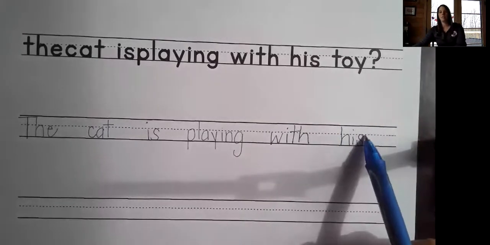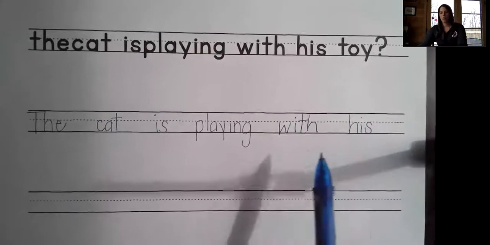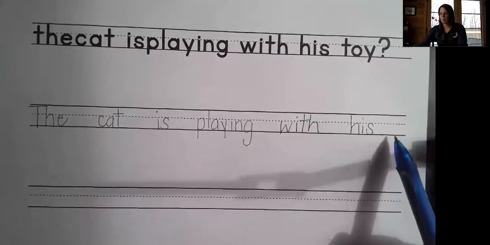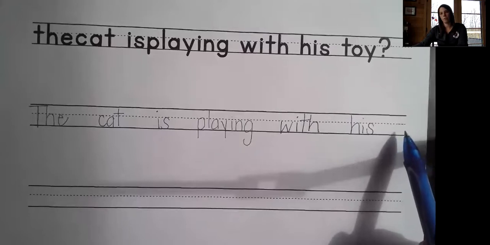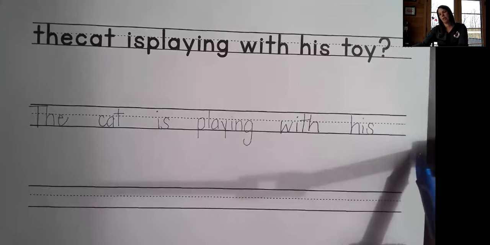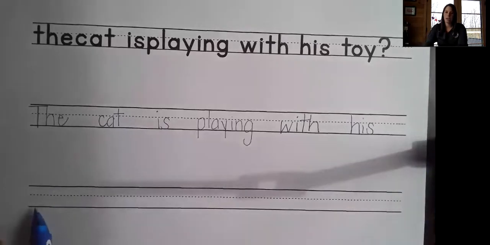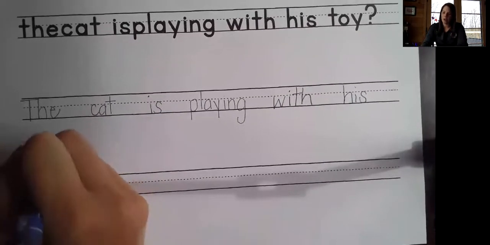Now I don't have enough space to write the word toy, so I can come down to the next line. If I don't have enough space to write the word toy, I'm not going to smash it into the word or into the next word, and I'm not going to write it down like a waterfall. I'm going to go right next to the next line and write the word toy.